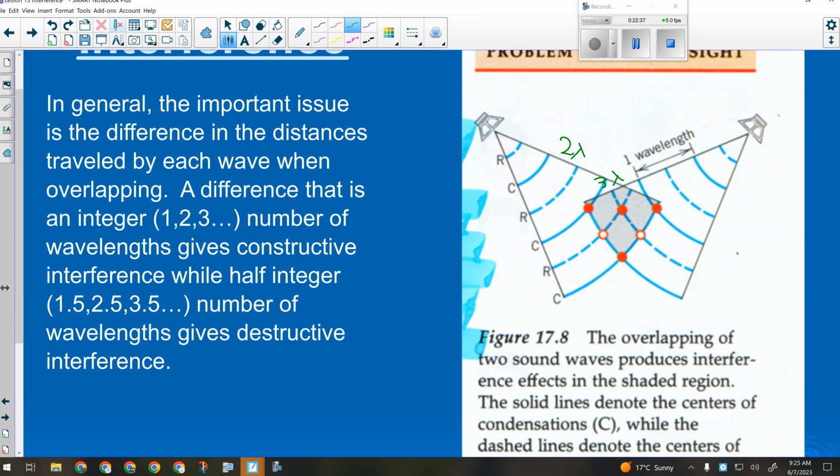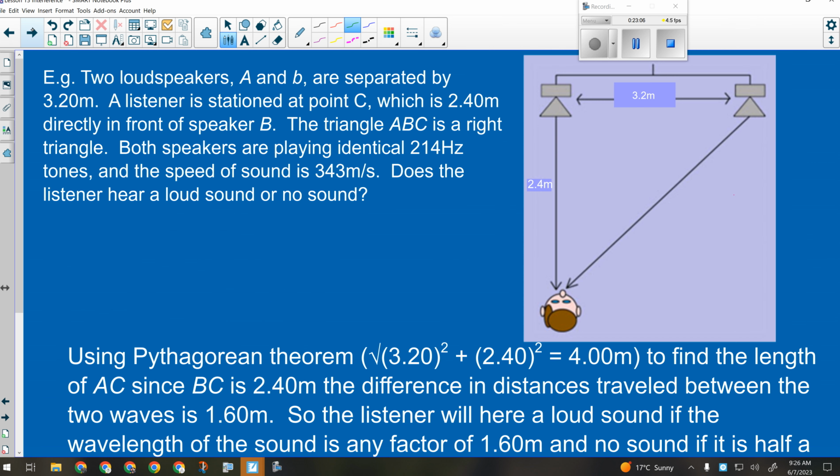But in this situation here, the waves from this speaker have traveled 3 wavelengths, but the ones from this speaker have traveled 2.5. 3 minus 2.5, half a wavelength, I hear nothing. So if it's a half, 1.5, 10.5, 50.5, as long as it's a half, it's destructive interference. Okay? All right, so let's have a look at how I would ask this question.